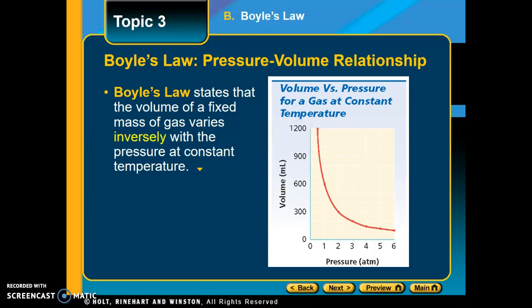Boyle's law states that the volume of a fixed mass of a gas varies inversely with pressure at constant temperature. Inversely means that if you increase one, then the other quantity goes down, and if you decrease one, then the other quantity goes up. So you can see the graph of data relating volume and pressure of a gas shows a curved line. This is known as a curve graph or hyperbola.